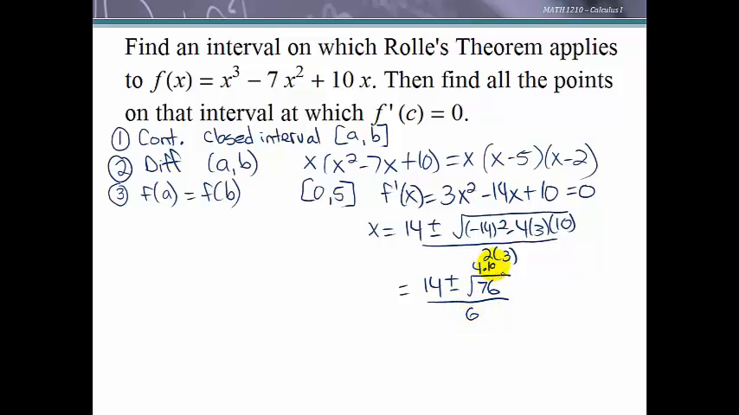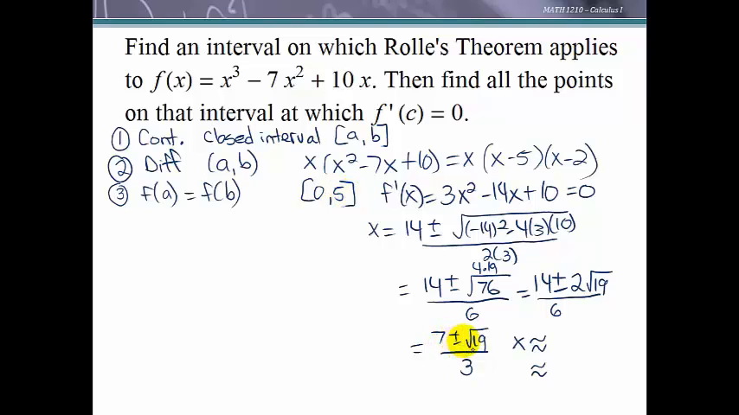76 is 4 times 19, so we've got 14 plus or minus square root. The 4 comes out in front as a 2. The 19 is still under, over 6. We can now reduce all of these terms by a 2. So we'll have 7 plus or minus square root of 19 over 3. And we could put those in a calculator and get decimal approximates. We need to confirm that they fall between 0 and 5. We know by Rolle's theorem at least one of them does.